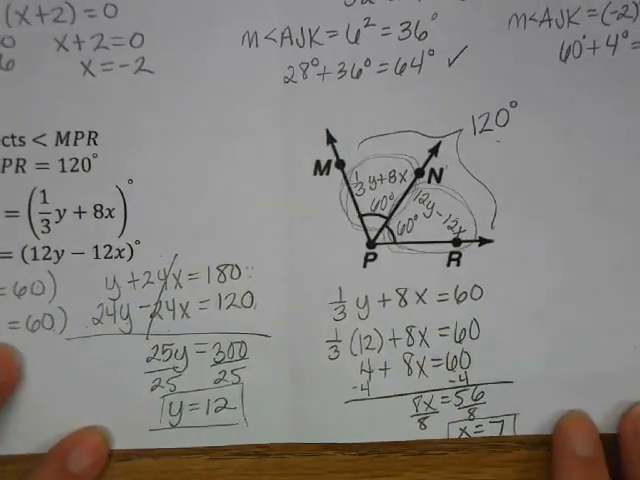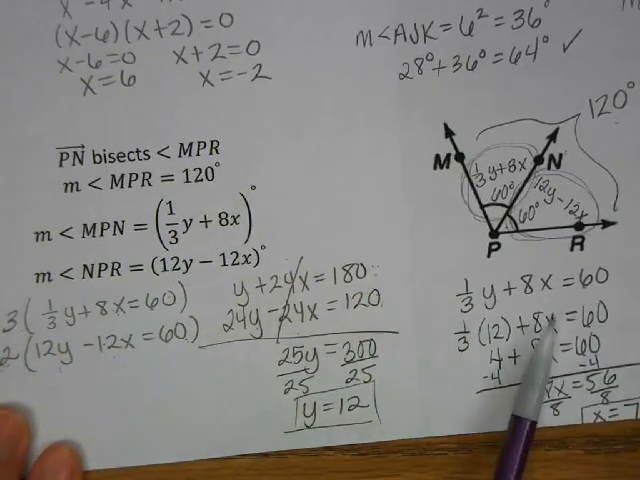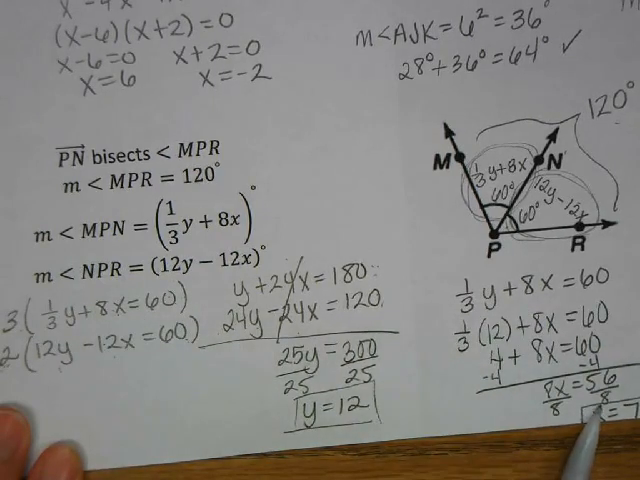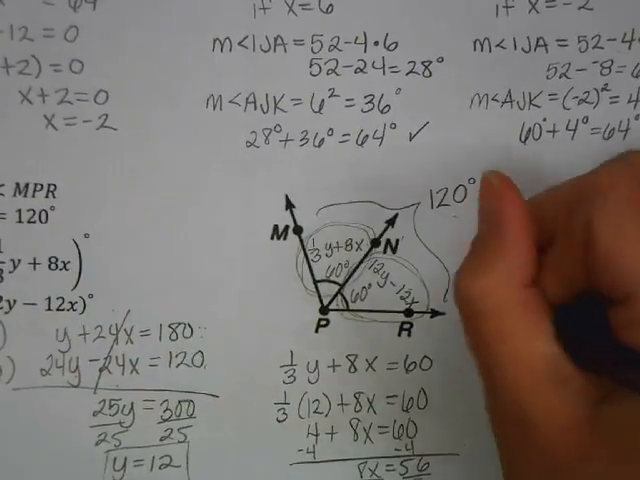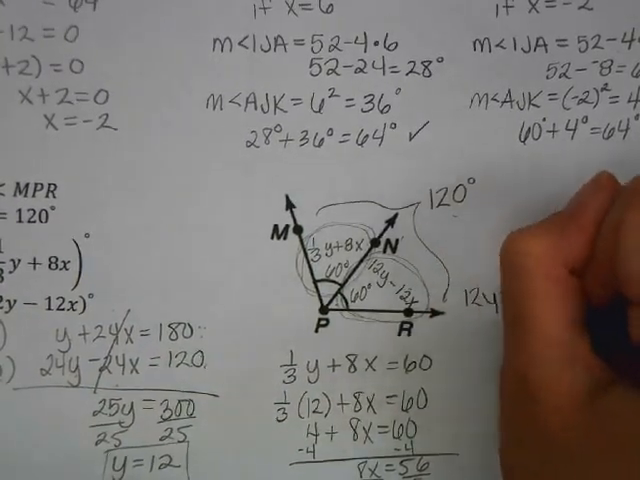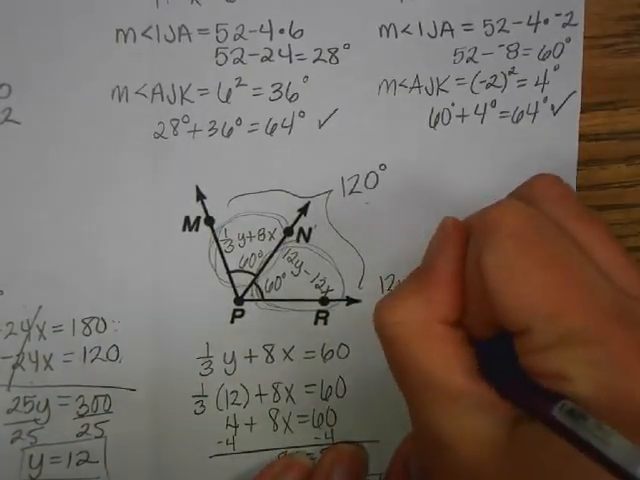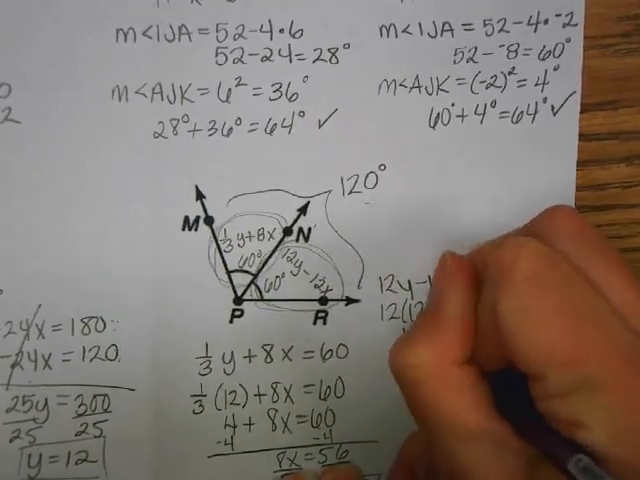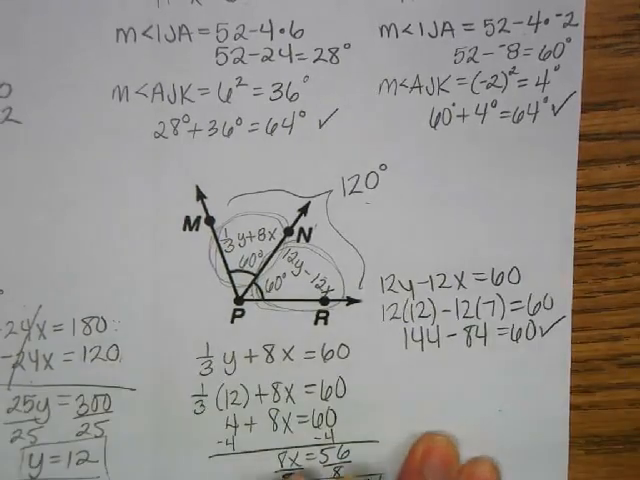And you can check that by using the equation that you didn't use in your substitution. So I used the top equation to solve for x, so you could use the bottom equation to check. So if you do 12y minus 12x equals 60, and you substitute in 12 for y and 7 for x, you get 144 minus 84, which is 60. So that works out.